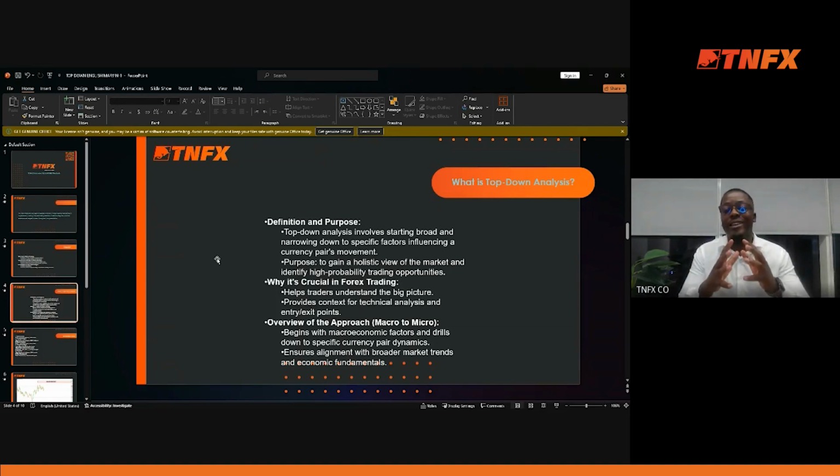The importance of doing that is to identify your trend, because you need to know how the market is trending according to the price. You need to know if the market is going up or going down. This is the main reason for top-down analysis. It ensures alignment with the broader market trend and economic fundamentals.